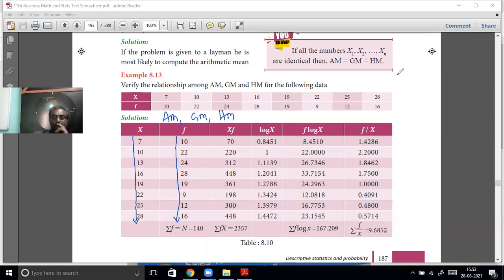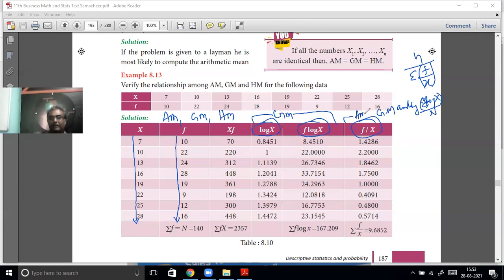Harmonic mean is n divided by sigma f by x, so you have to find sigma f by x. That's why you have this column. Then the geometric mean is the anti-log of sigma f into log of x, divided by n. That is the formula for geometric mean. That is why you have the columns f into log of x and log of x; both are for geometric mean. For harmonic mean you calculate this column.